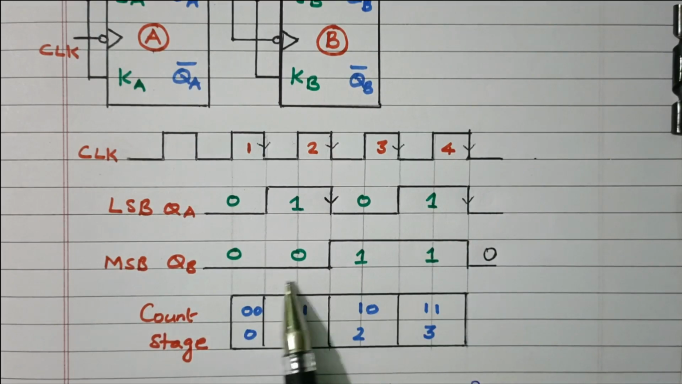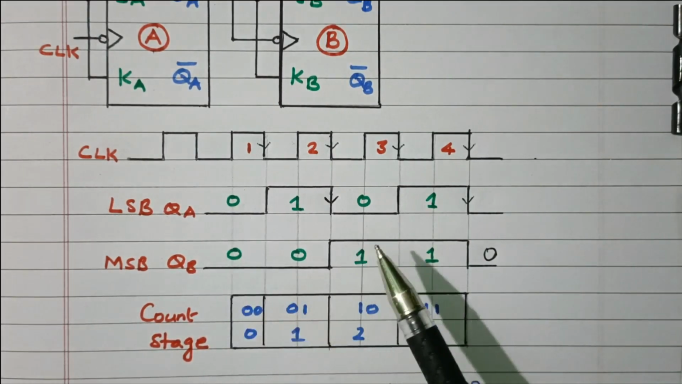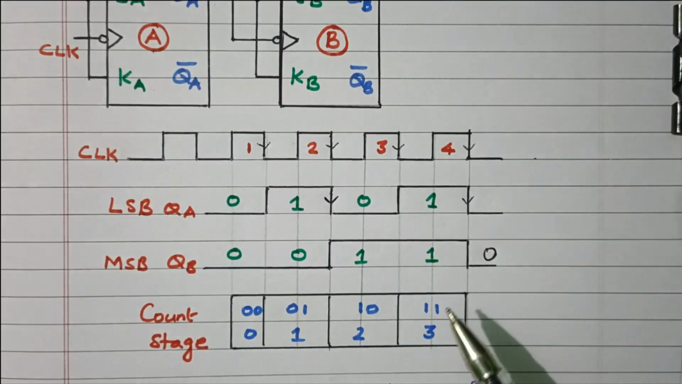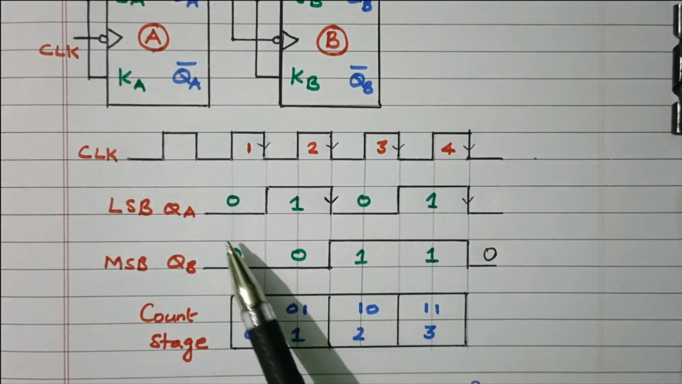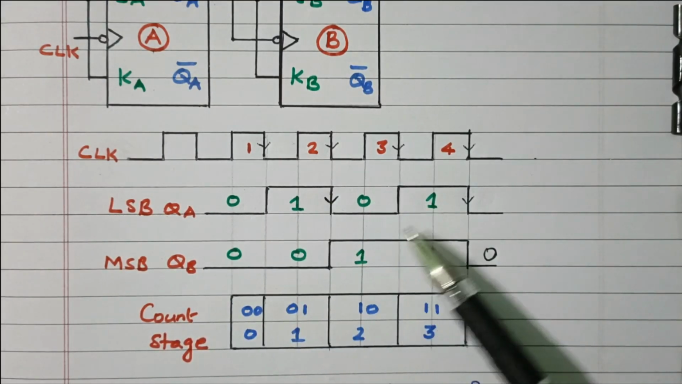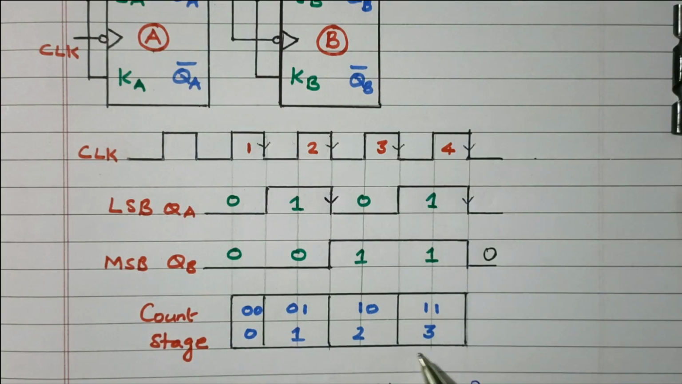So based on that, this is 0, 0, right? Then 0, 1, then 1, 0, then 1, 1, right? So this is the LSB, this is the MSB, right? 00, 01, 10, 11. So that we got the 4 states.